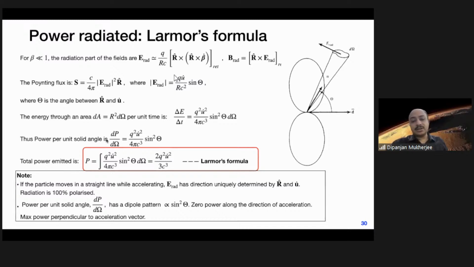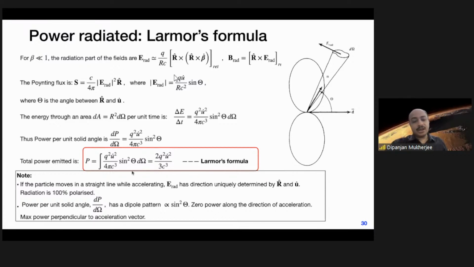So the power per unit solid angle is given in this way, which is proportional to sine square of theta. And the total power emitted, you integrate over all solid angles and then integrate over this angle theta, is given in this way. And this is called the Larmor's formula. Now, immediately you can understand that the emission is not isotropic, because the power per unit solid angle is dependent on this angle theta. And the total power emitted is proportional to the square of the acceleration term. So these are some of the fundamental relations we use.